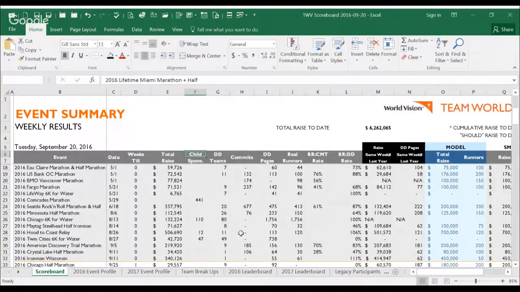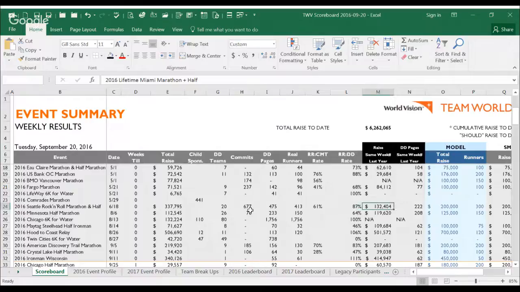Commitments, this is either coming from your playbooks or FileMaker, the report that's in there. This is the number of commitments from church launches. How many Donor Drive pages do you have? How many real runners? Again, I'm working off of either your playbook or what's showing up in FileMaker. And then we're looking at two different rates. The first one is, what is the ratio of the real runners that you have to the number of people that committed at your church launches? And what's the percentage? Then the next rate is real runners to how many pages you have on Donor Drive.